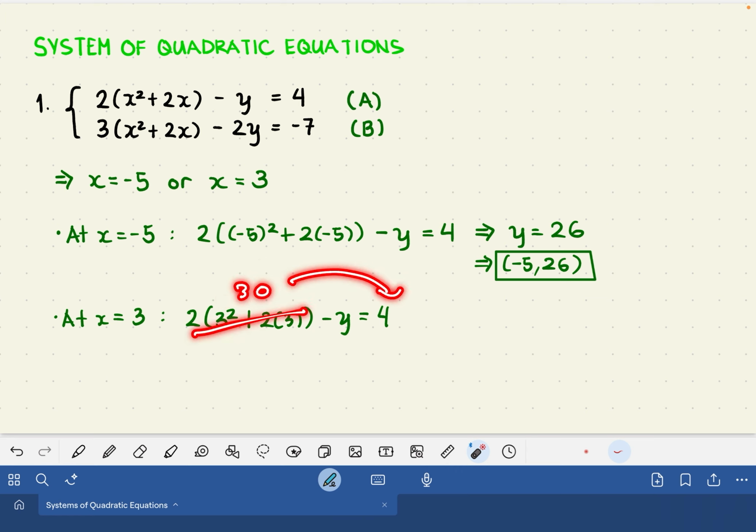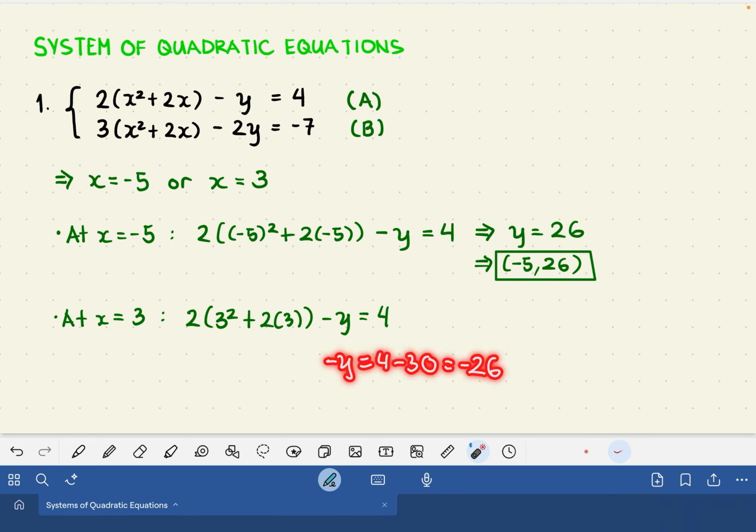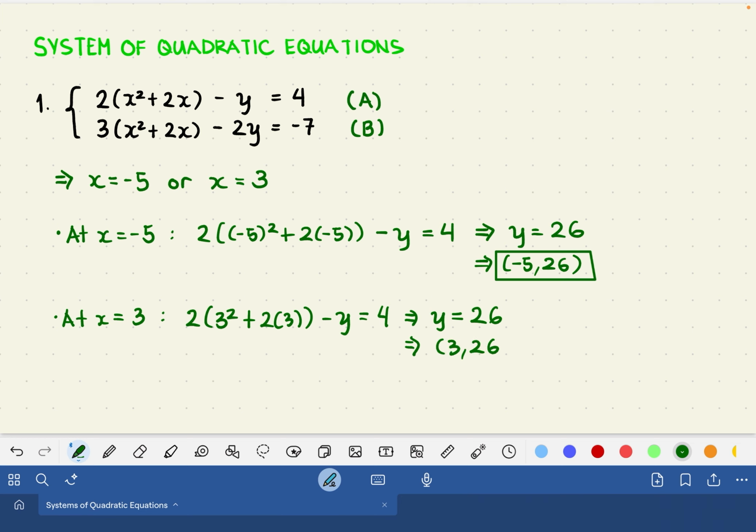Move this to the other side. We'll obtain negative y equal to 4 minus 30. Again, this is equal to negative 26. Multiply negative 1 to both sides, and that will give us y equal to 26. This represents the point 3, 26. So this is the other point for this system of quadratic equations, and these are our answers for this problem.